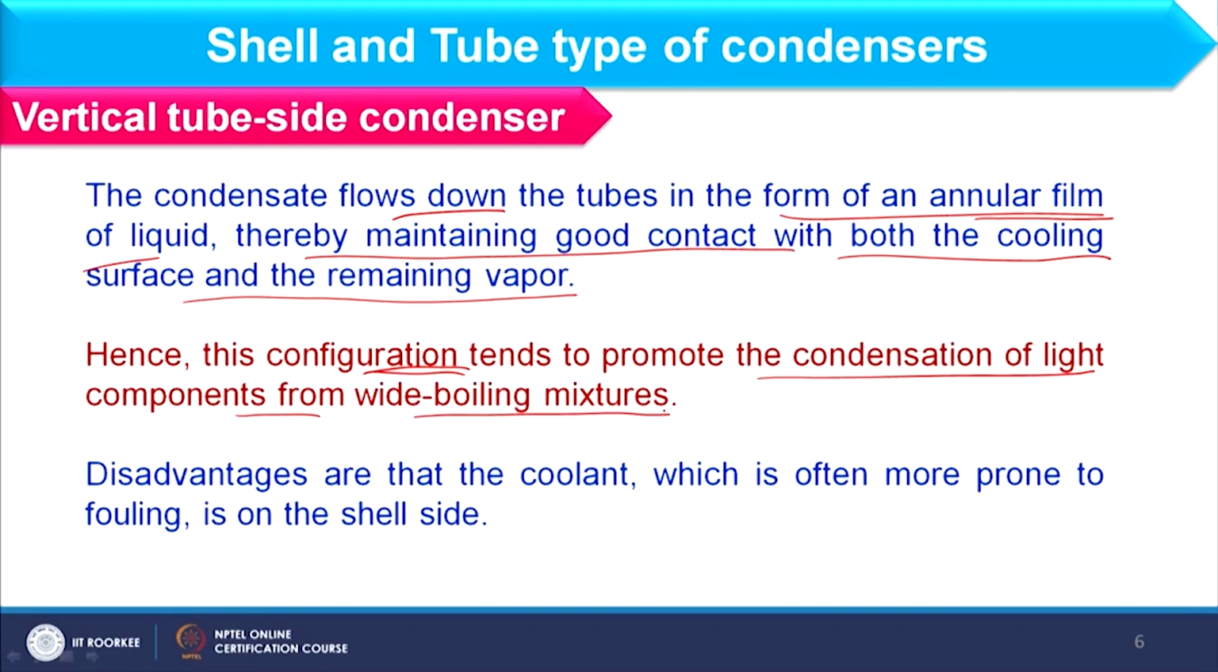And as far as disadvantage is concerned, the disadvantage is that coolant, which is often more prone to fouling, is on the shell side. Because we have considered corrosive vapor and that should be allocated to tube side, but at the same time coolant must have some fouling tendency. So, it will create more dirt in shell side, and that is the disadvantage because shell side cleaning is not easy in comparison to tube side. And now we will focus on the schematic.